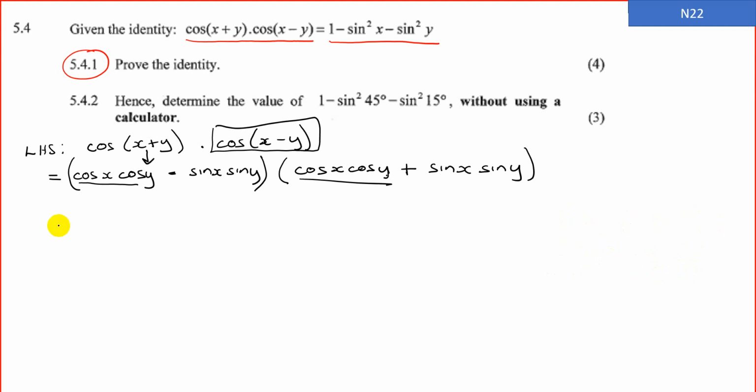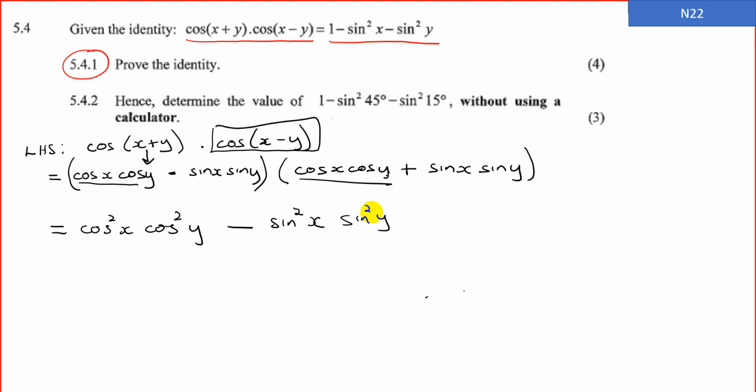So using the same principle, we're going to multiply our first terms. So cos x times cos x would give us cos squared x. Cos y times cos y is cos squared y. And a negative times a positive will give us a negative. So there's our first term, and our last term, sine x times sine x is sine squared x, and then sine y times sine y is sine squared y.